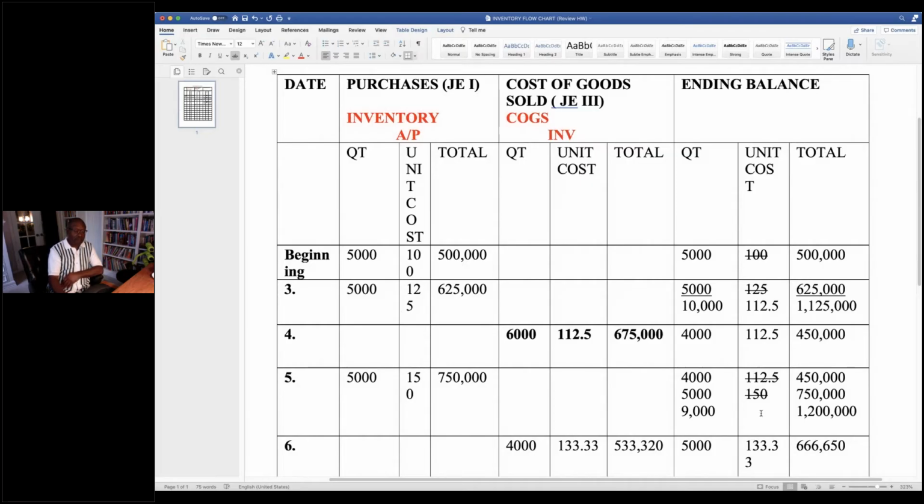When I divided 9 by 1,200, I got 0.0075. Put 1,200 on top and put 9 in the bottom. Put 1,200 divided by 9. And then I got 133.33. Okay, that's what we're looking for. 133.33. So that's our weighted average. That's what we're going to be using.